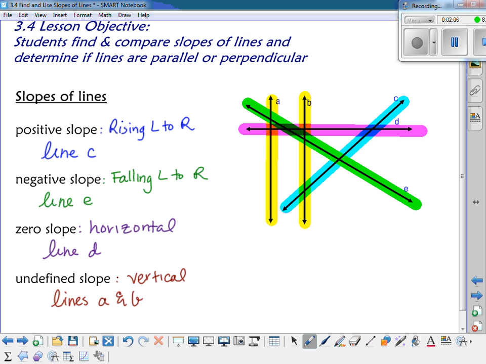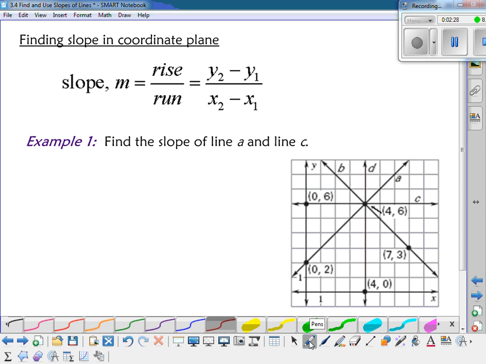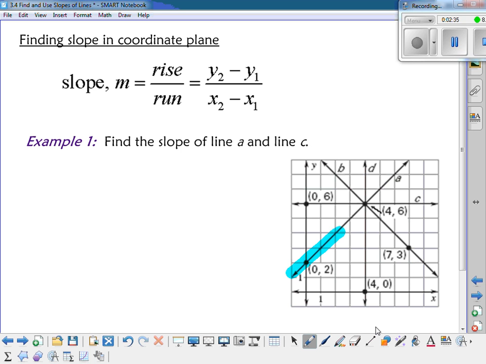So if I want to find slope in a coordinate plane, I know slope is rise over run, which is y sub 2 minus y sub 1 over x sub 2 minus x sub 1. So basically we're finding the change in y and we're dividing it by the change in x. So for example 1, I'm going to find the slopes of line A and line C. So first looking at line A, it passes through (0, 2) and (4, 6).